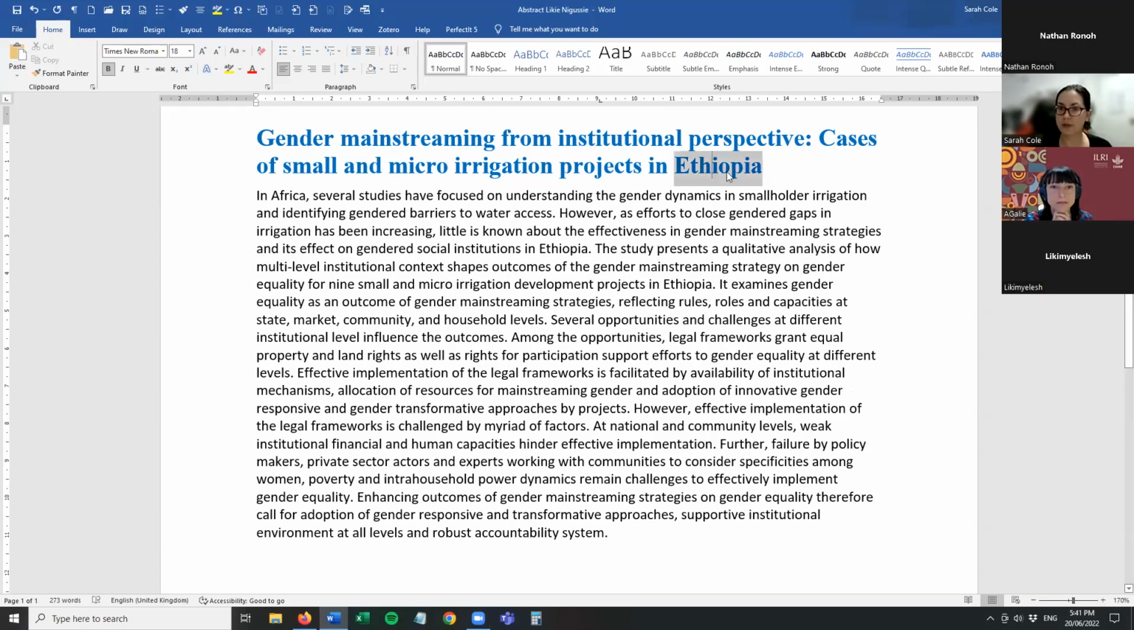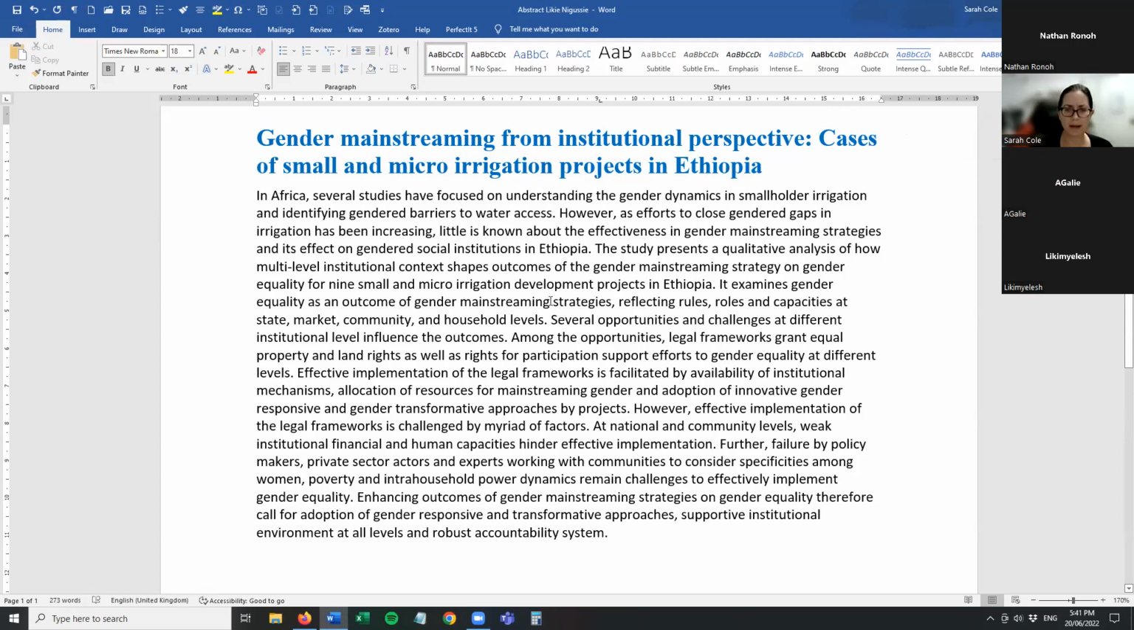It also gives you a geographical idea, Ethiopia, and it also says that there's going to be practical examples because it's cases of small and micro irrigation projects. I like that because you're really signposting the way, and you're telling people what they're going to read about, which is really important. It doesn't say particular results that have come up from the study.